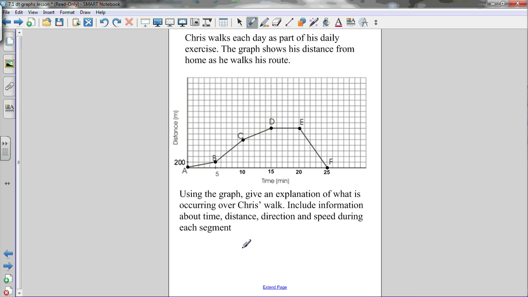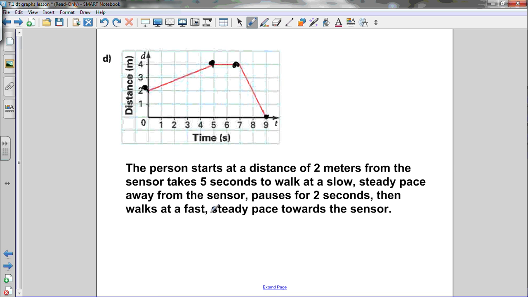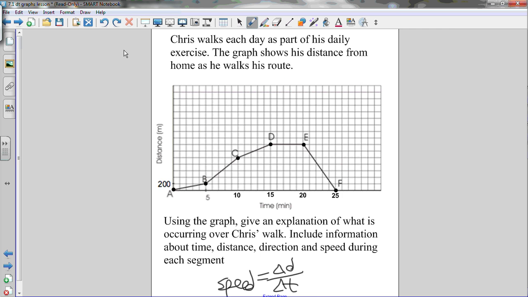So to do this one, we're going to have to remember speed equals change in distance over change in time. So I've got my units of time, and I've got my units of distance here, so I should be able to calculate speed for each section of the graph here, and include that in my description of what's happening. So let's look at the first section, section AB, right here. So this section right here. I'll use a highlighter to highlight it for now. So I want just this section.